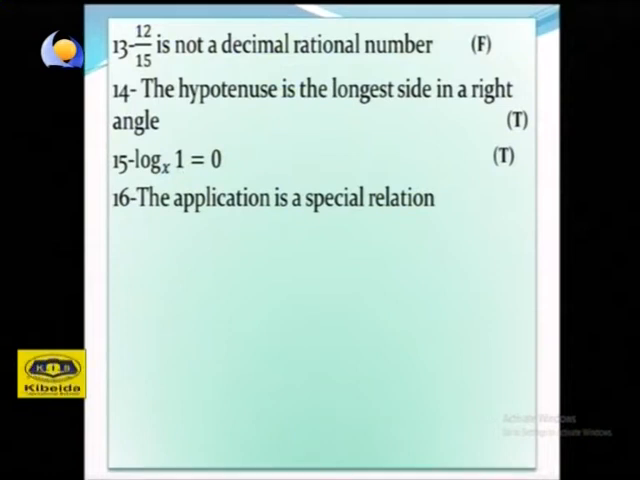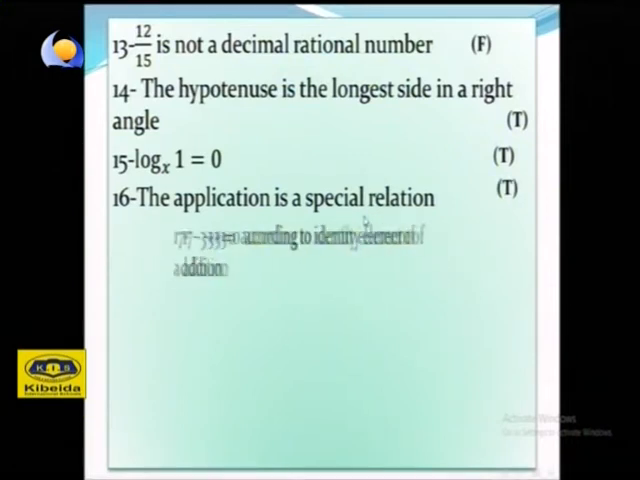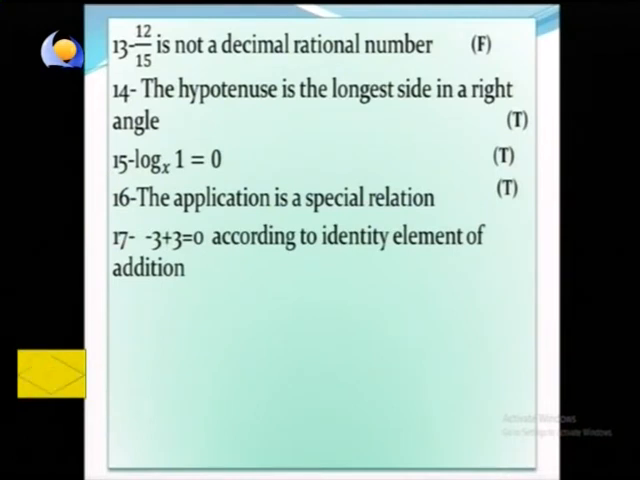Number 16, the application is a special relation. This is true. If I have an application, all the elements of the domain are connected to only one element of the codomain, then this relation is an application.